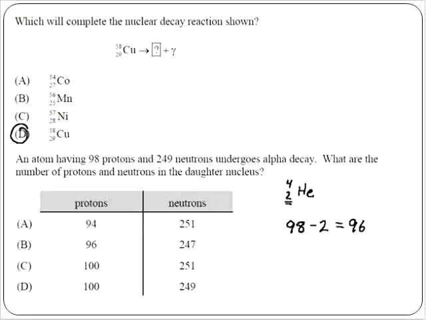Only one of the choices there has 96 protons. I don't even need to worry about the number of neutrons. But if I did need to know the number of neutrons, it also loses 2 neutrons, so it's 249 take away 2, which is 247 neutrons. But like I said, I didn't need to worry about that, because the number of protons solved the question. It was the only choice there that had 96 protons.